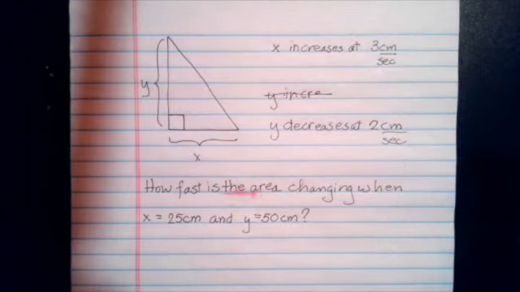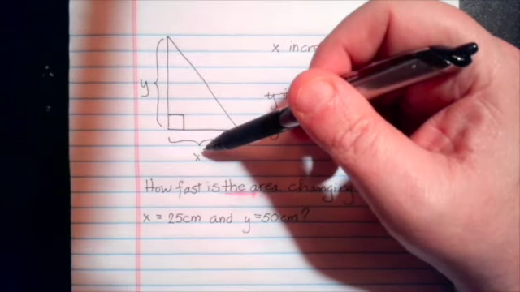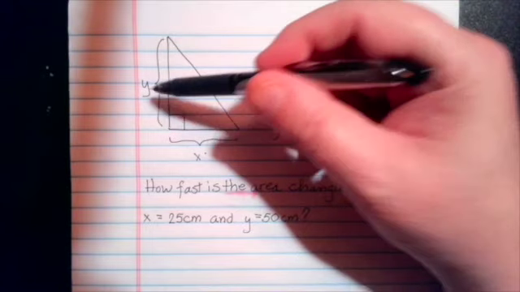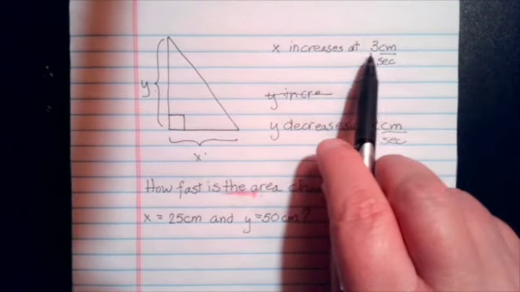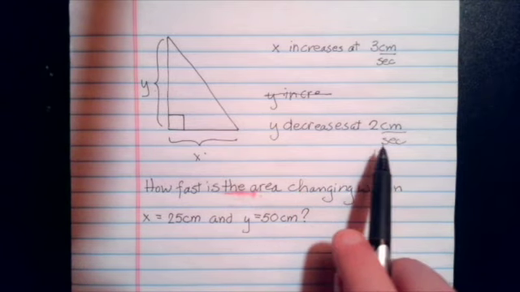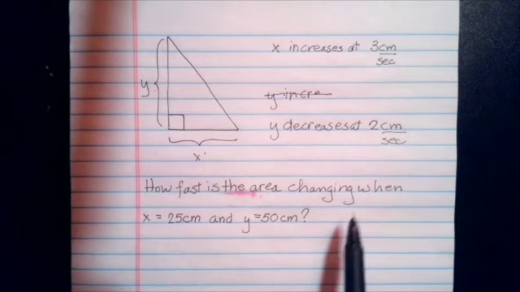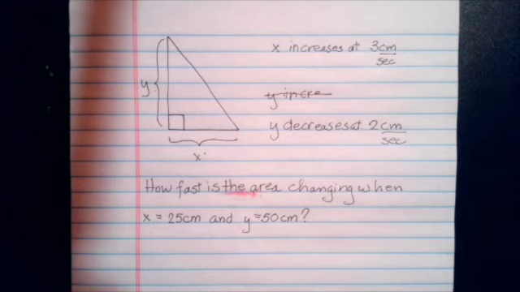So in this problem, we're told that we have a right triangle whose legs are labeled as x and y. We know that x is increasing at the rate of 3 centimeters per second and y decreases at the rate of 2 centimeters per second. And we want to know how fast the area of this right triangle is changing when x equals 25 centimeters and y equals 50 centimeters. And so we're going to use the chain rule for functions of multiple variables to solve this problem.